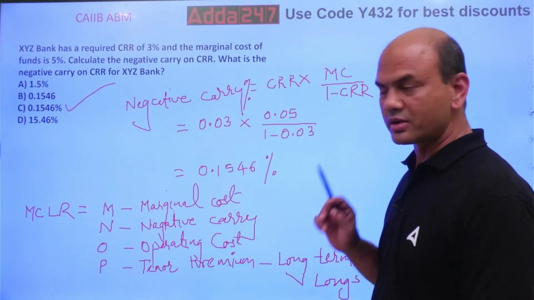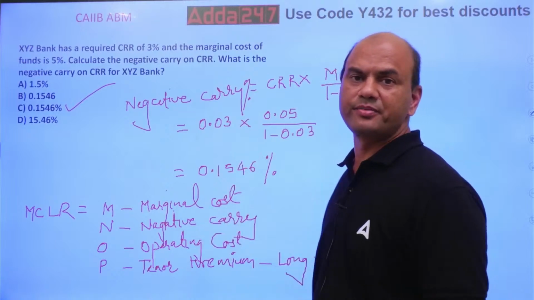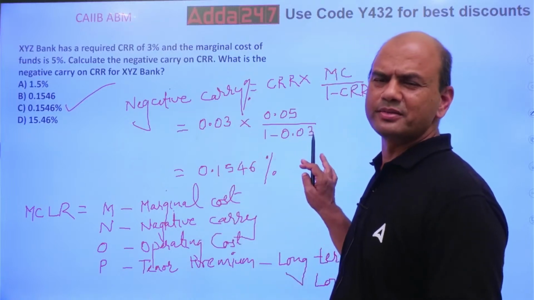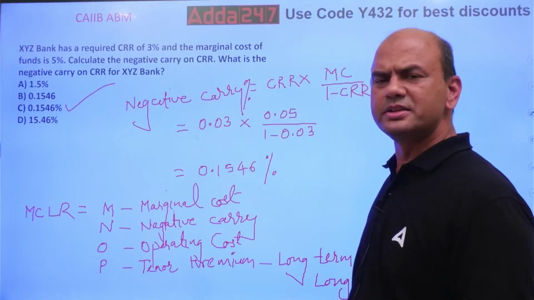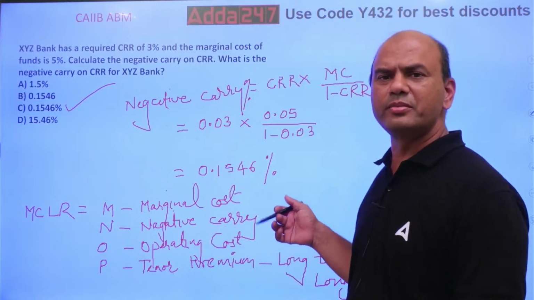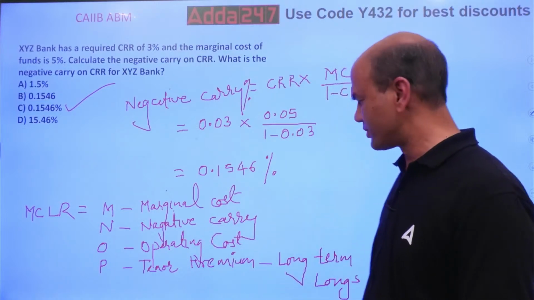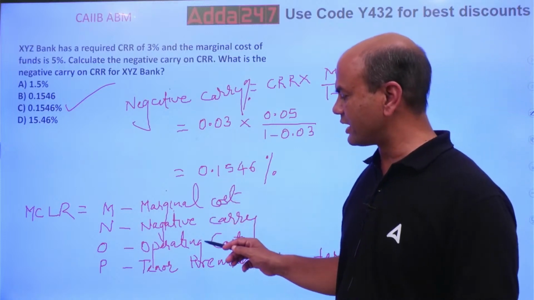Out of this, a question always comes on negative carry because this is the main calculation part. And it is very simple. CRR into marginal cost upon 1 minus CRR. Simple, very simple, isn't it? You will be easily able to calculate. 1 mark is in your pocket. Okay. What is this? Marginal cost, negative carry, operating cost.